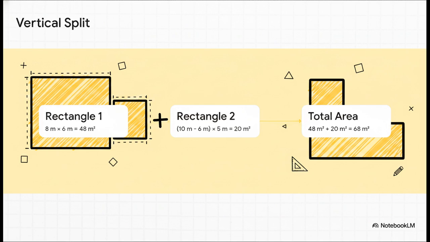Now for the smaller one. We can see its height is 5 meters. To get the width, we take the total width, which is 10 meters, and subtract the 6 meters from that first rectangle, which leaves us with 4 meters. So 5 times 4 is 20. Add them together, 48 plus 20, and we get a total area of 68 square meters.